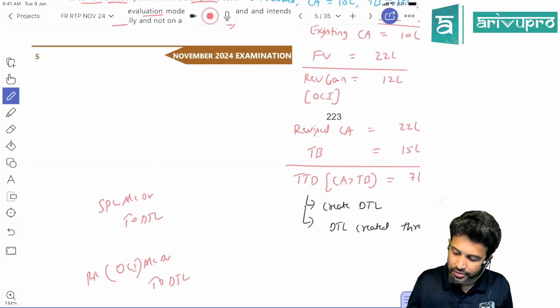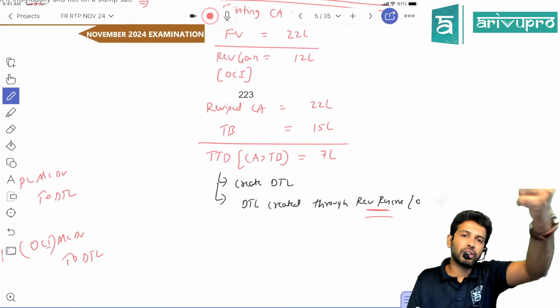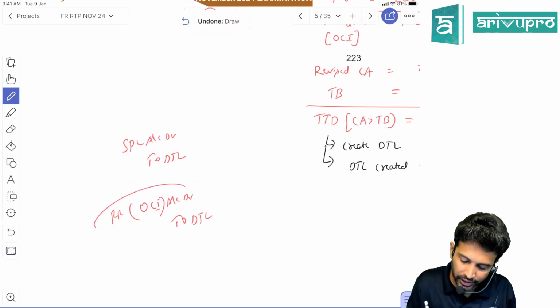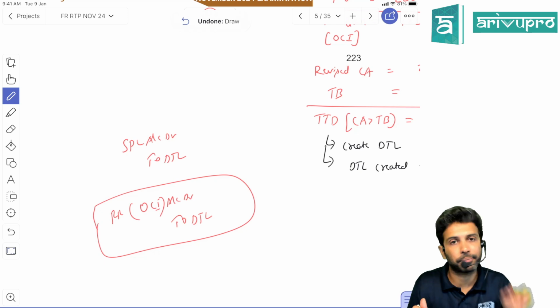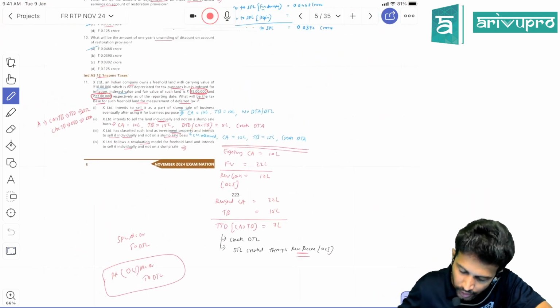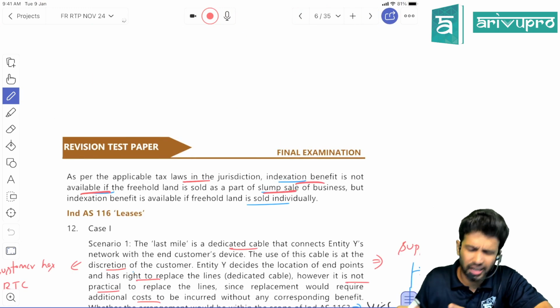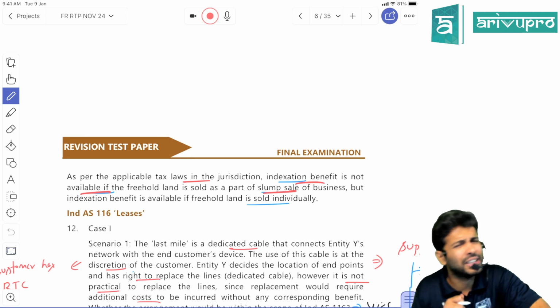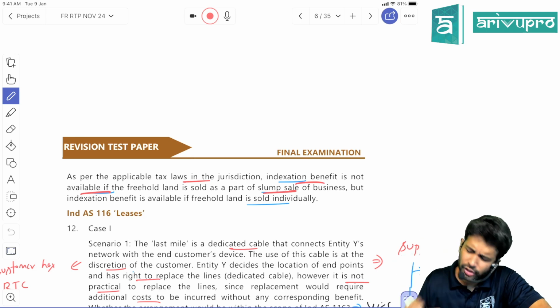So the entry you have to pass for the DTL amount here is: revaluation reserve account debit to deferred tax liability, whatever the amount based on the tax rate. Keep that in mind. They have not asked, just for your reference. Okay, 4 cases done. That's all they asked. Tax base, they asked 1 mark, maybe each case study.